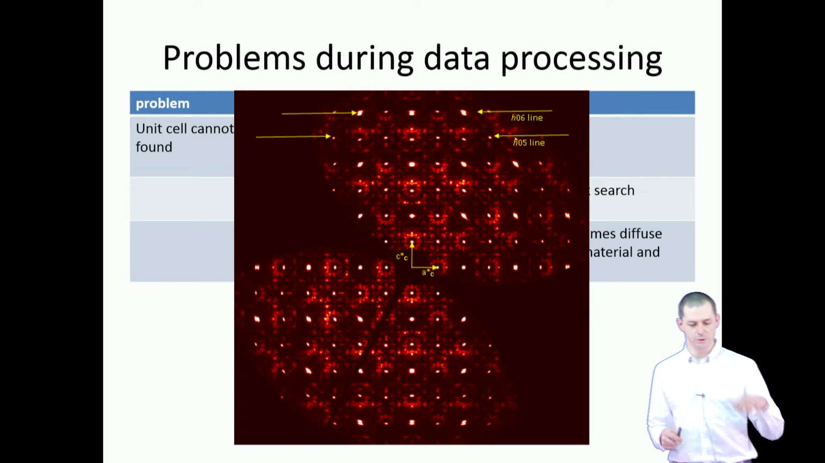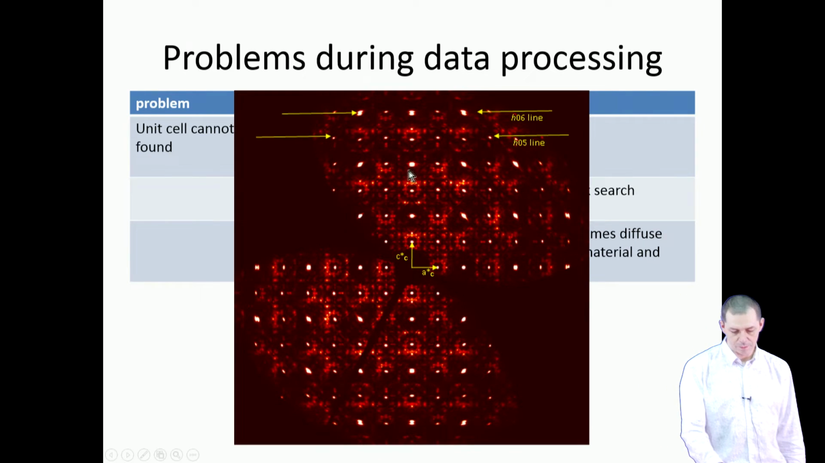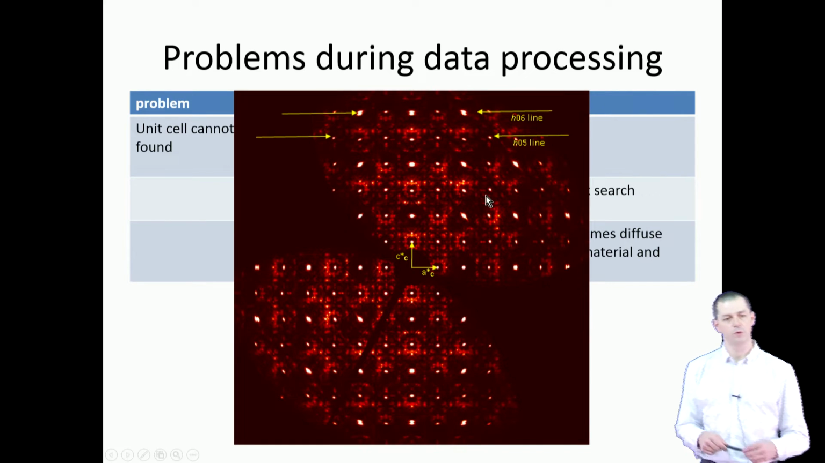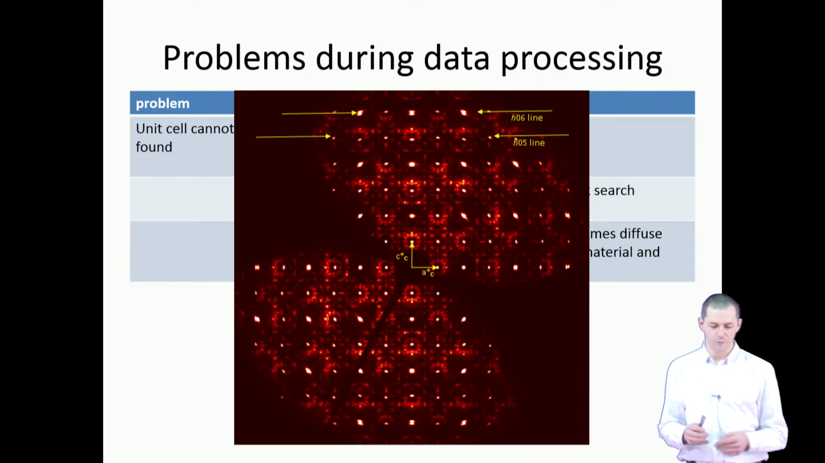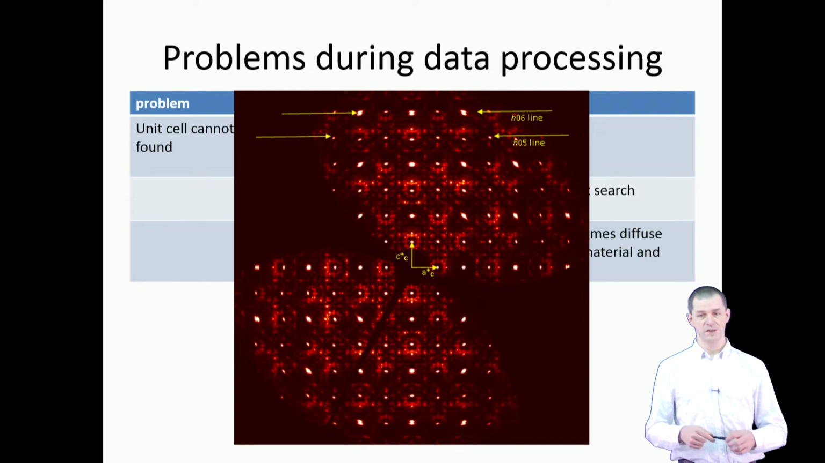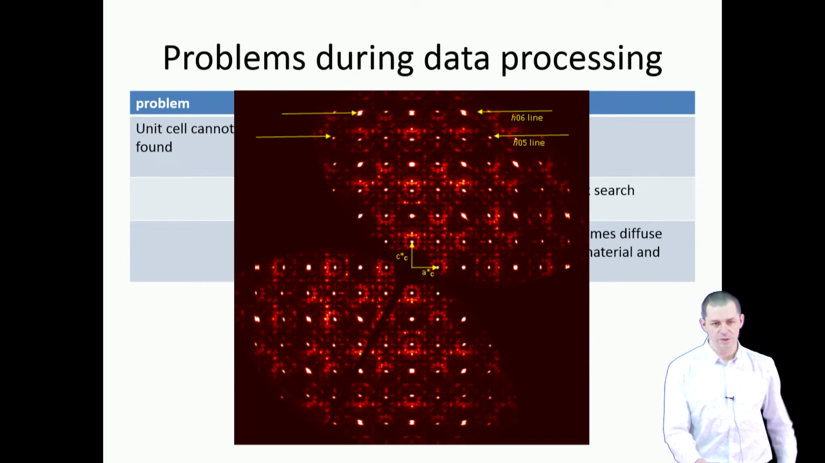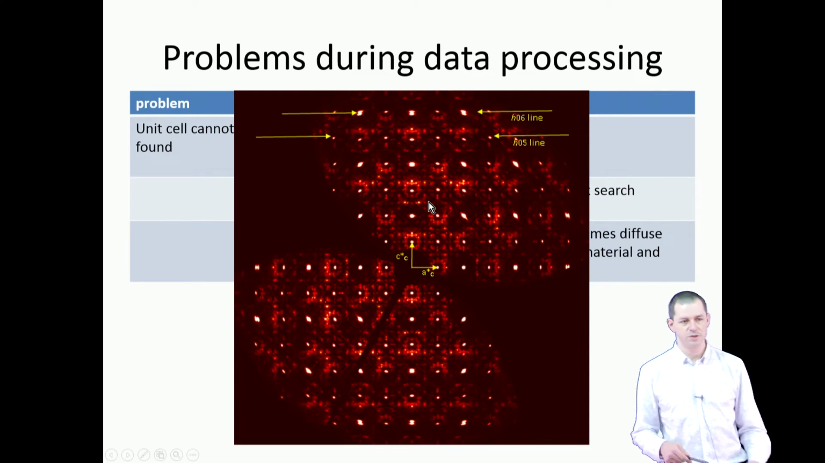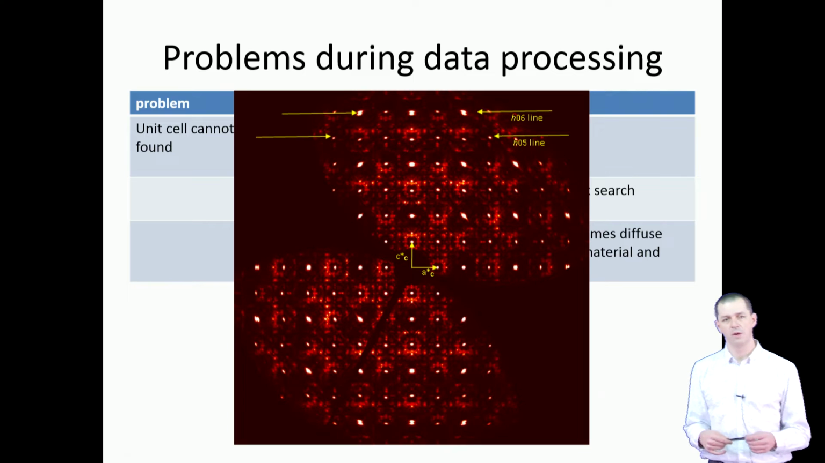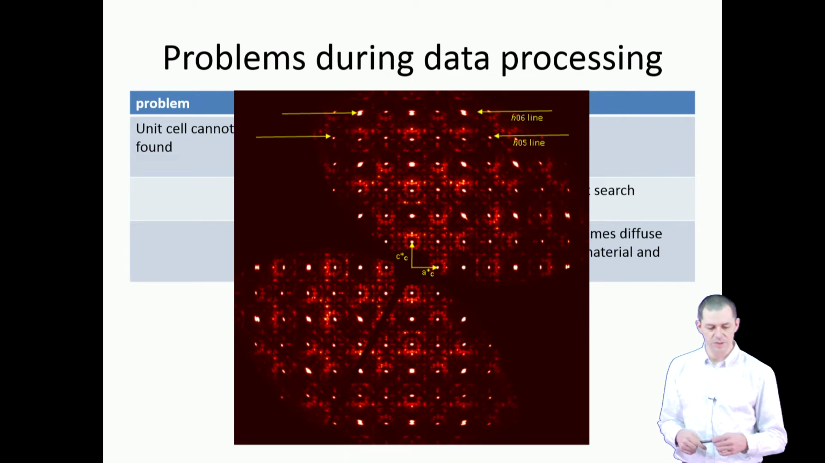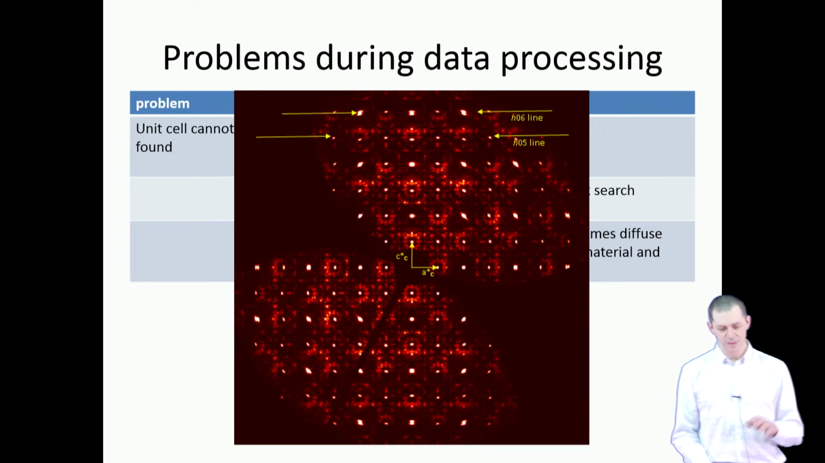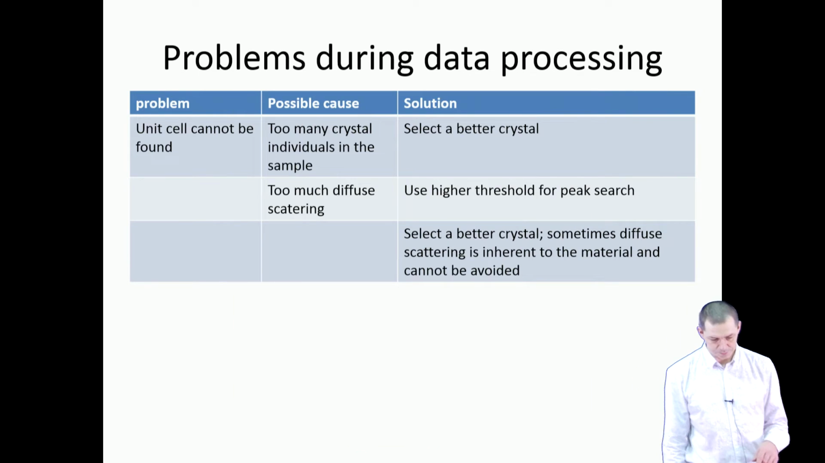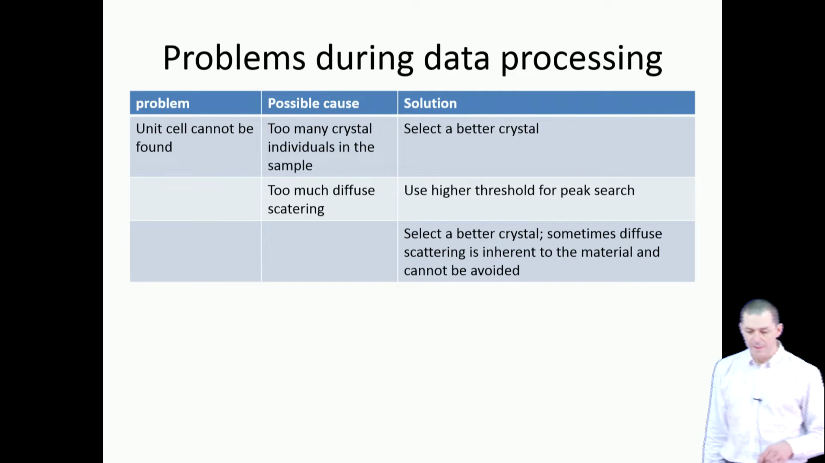If you set the threshold higher, the program will pick only these strong reflections that form a nice pseudo-cubic lattice. You will find a meaningful unit cell, but then of course you need to consider these weaker features. You need to cope with them somehow, but for the unit cell finding step, you can circumvent the problem by setting the threshold higher.